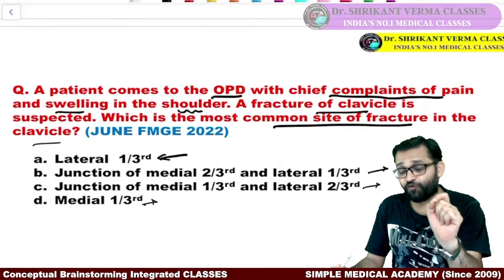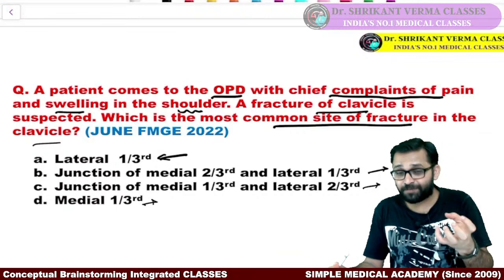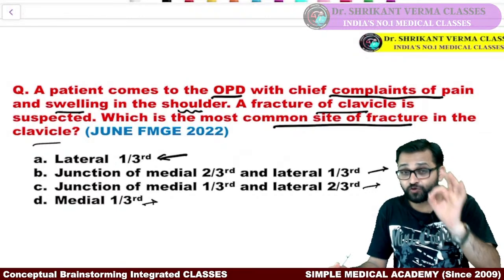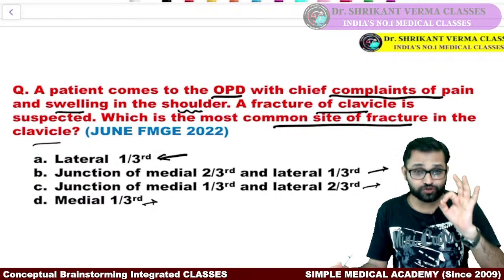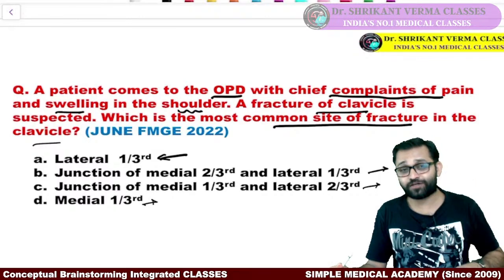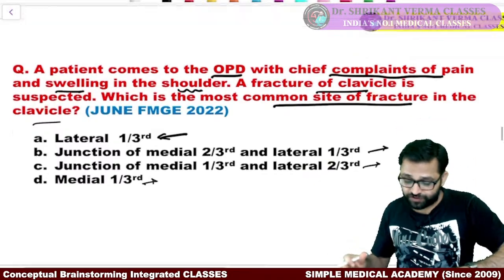Okay, so focus on your previous year question papers and extract the pattern. 80% of the topics you can guess. I am telling you the topics, not the exact line-to-line question. So try to focus on this.